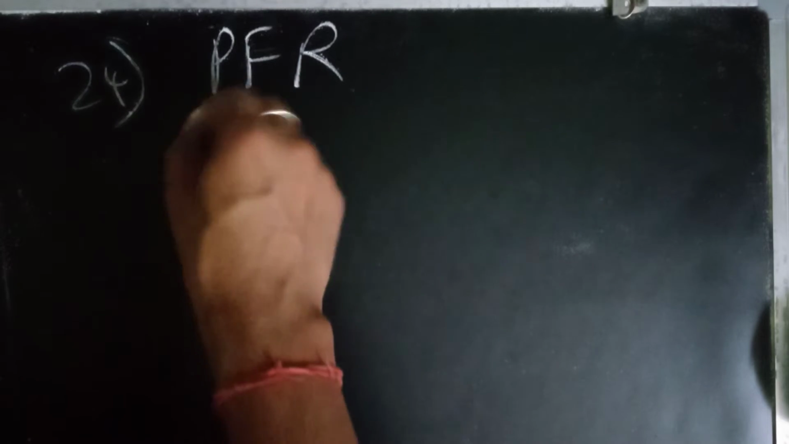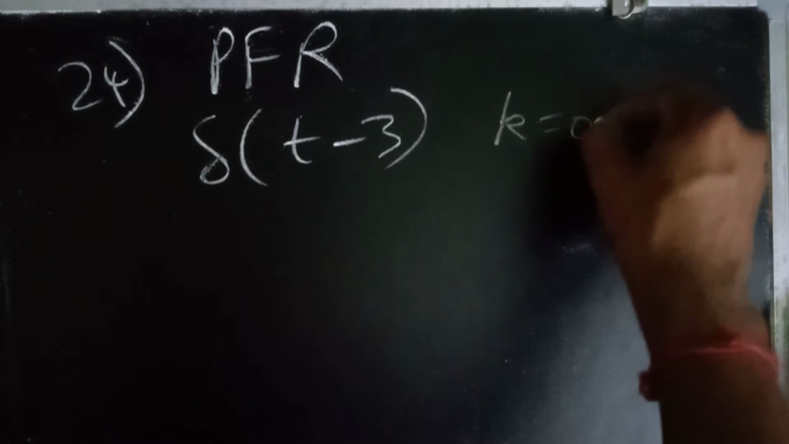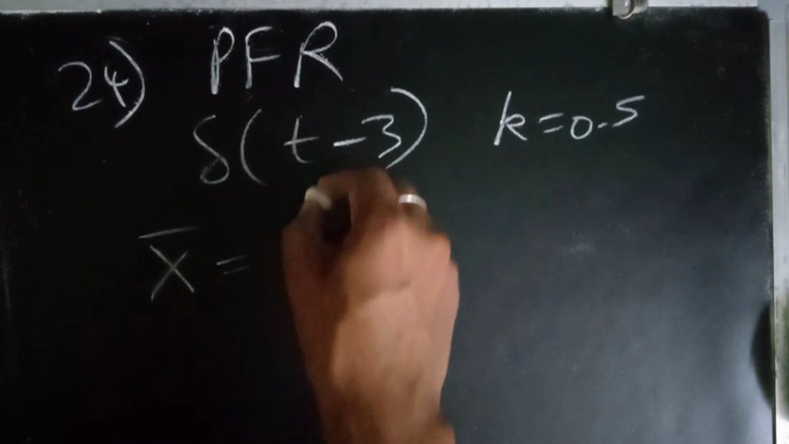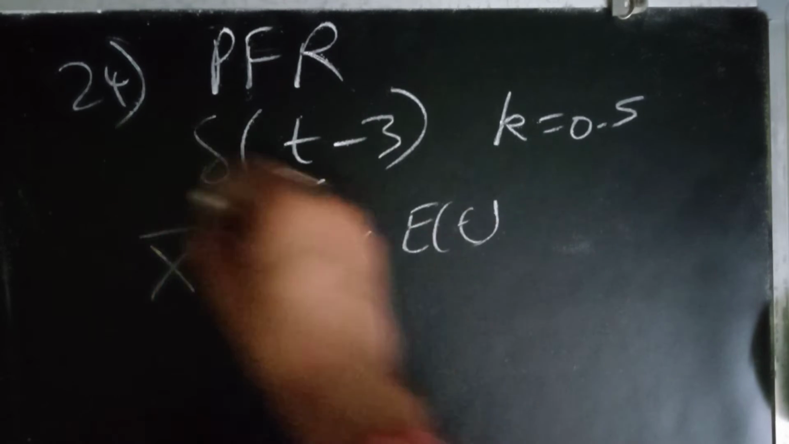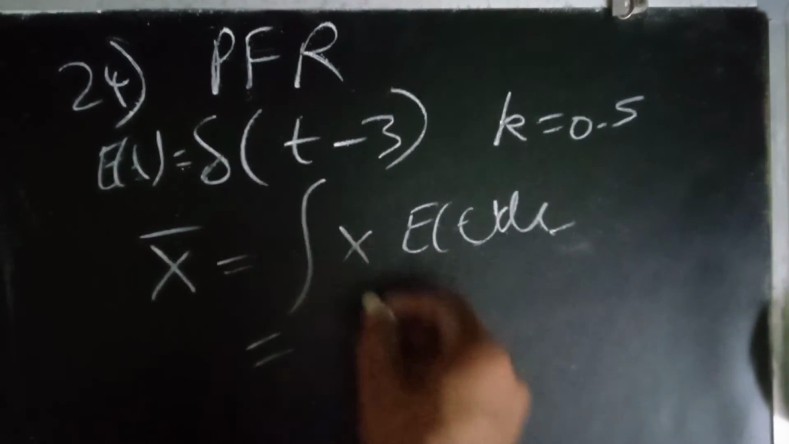So the next question was 24th. This was about an ideal PFR, in which the RTD was given. It was given as a Dirac delta of t minus 3, and the k value was given as 0.5. We need to find the mean conversion, which would be nothing but the integration of conversion into E of t dt, and now it was quite simple.